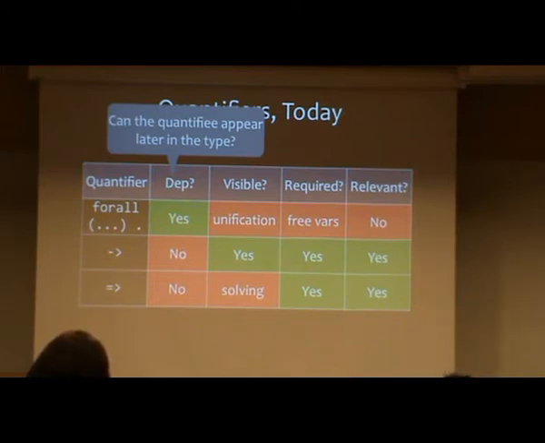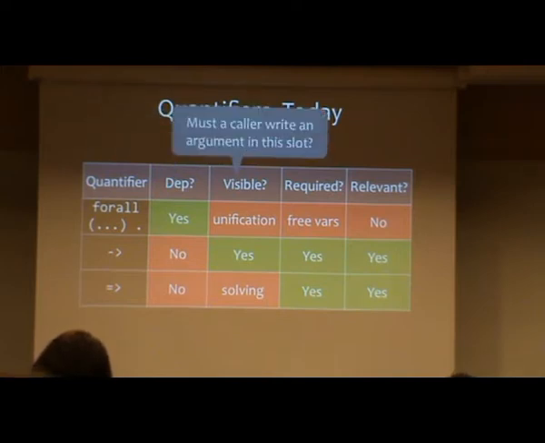So of course for forall, the answer is yes, it can. We're binding a new type variable. But for arrows, whether they're single or double, you can't. You can't mention those later on in the type. Is the quantifyee visible? Must we supply it when we're calling the function? For forall, the answer is no. Those are always inferred by unification. But for arrow, we do have to supply it. For double arrow, we don't. It's inferred by instance solving.